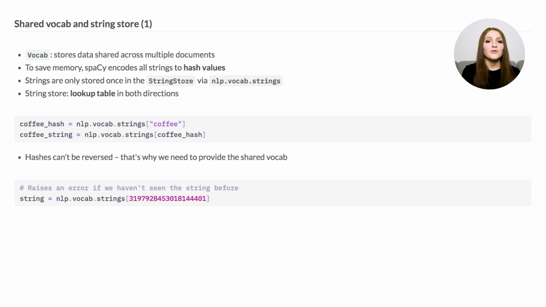It's a lookup table that works in both directions. You can look up a string and get its hash, and look up a hash and get its string value. Internally, spaCy only communicates in hash IDs. Hash IDs can't be reversed though. If a word is not in the vocabulary, there's no way to get its string. That's why we always need to pass around the shared vocab.